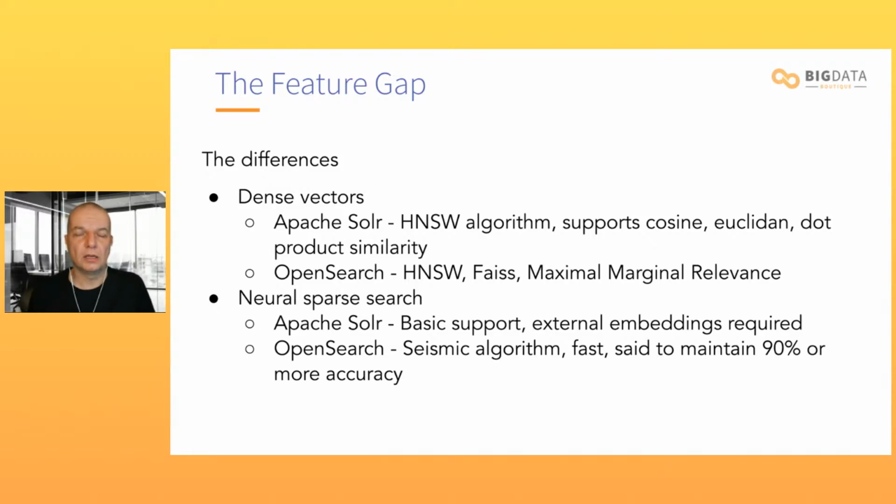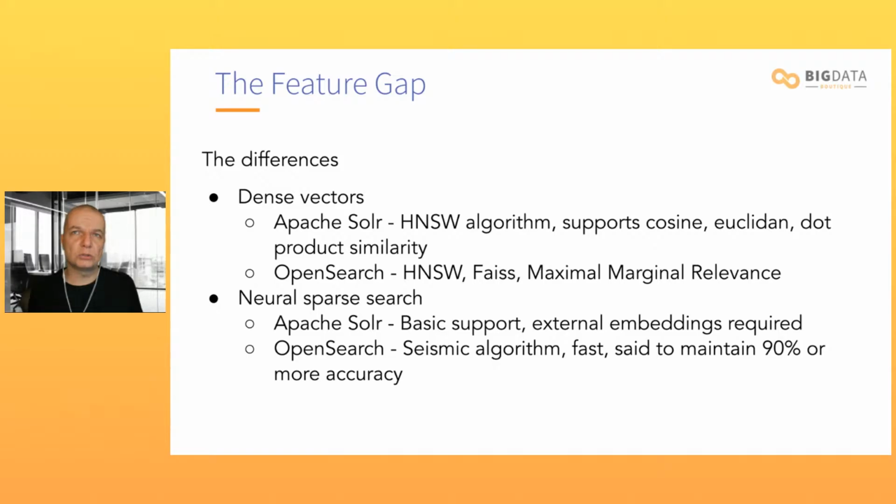So a big improvement in vector search on the OpenSearch side. Basic support on the neural sparse search on the Solr side requires an external embedding service and pushing the data during indexing. We have on OpenSearch, of course, the SEISMIC fast algorithm, as I mentioned, providing up to 90% accuracy with a very, very good speed.